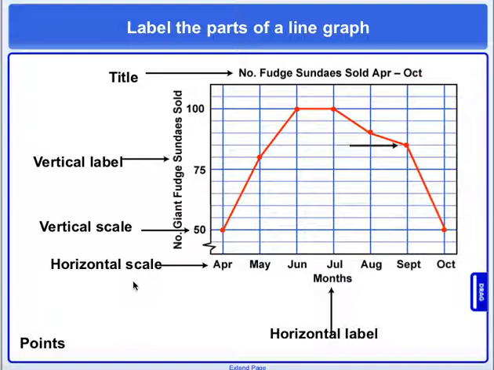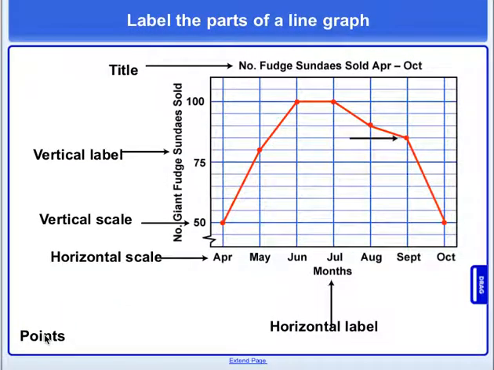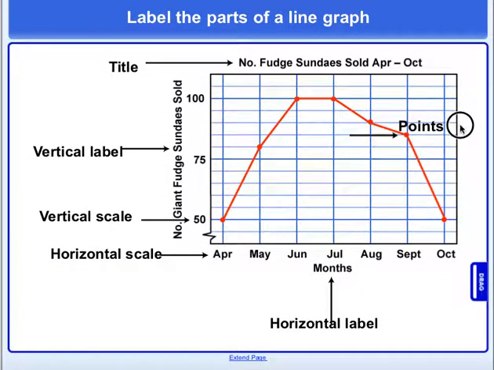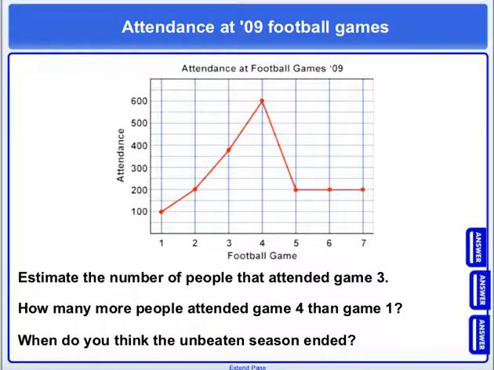You can label each of these parts. All right. So we have a title, we have vertical label, vertical scale. Remember, your scale always is consistent. Horizontal scale and horizontal label. Okay.